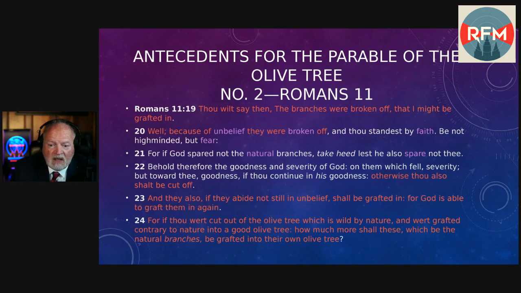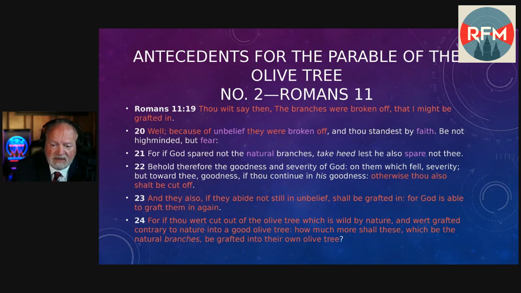It goes on. Thou wilt say then, the branches were broken off that I might be grafted in. Now he's talking about the tame olive tree, i.e. Israel, having its branches broken off so that the Gentile branch from the wild olive tree can be grafted in. Is this sounding familiar to anybody?